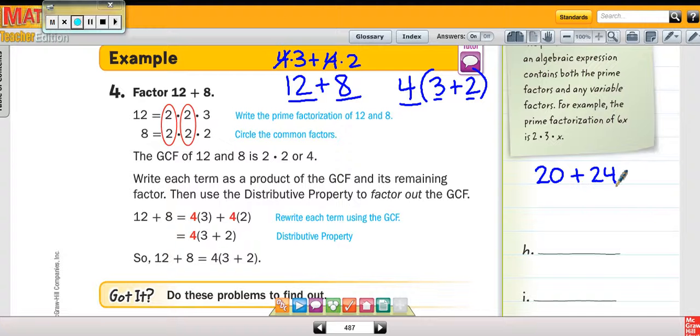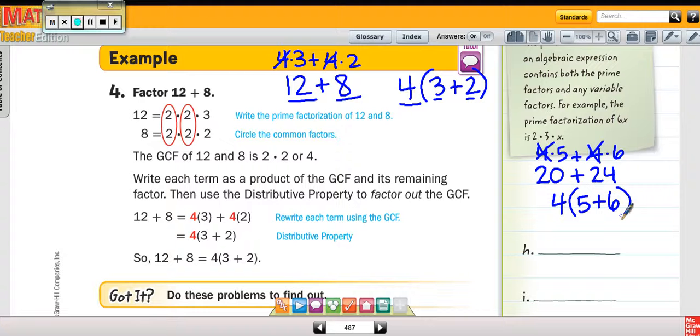And we're asked to factor it. What would the greatest common factor of 20 and 24 be? Okay? 4. So 4 times what makes 20? And 4 times what makes 24? So really, we're going to remove the 4 to the front because we're going to share it. So that gets rid of it here, right? What's left inside? 5 plus 6. Let's check and see if that actually works.